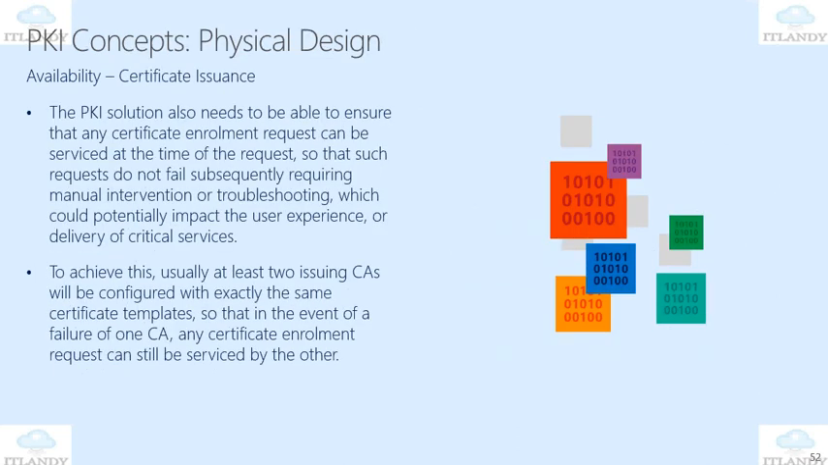Certificate issue relates to issuance of the certificate. The PKI solution also needs to be able to ensure that any certificate enrollment request can be serviced at any time, so that requests do not fail and subsequently require manual intervention. To achieve this, we need to have at least 2 CAs, and you can have as many as you wish, but at least 2 to give you that resiliency.